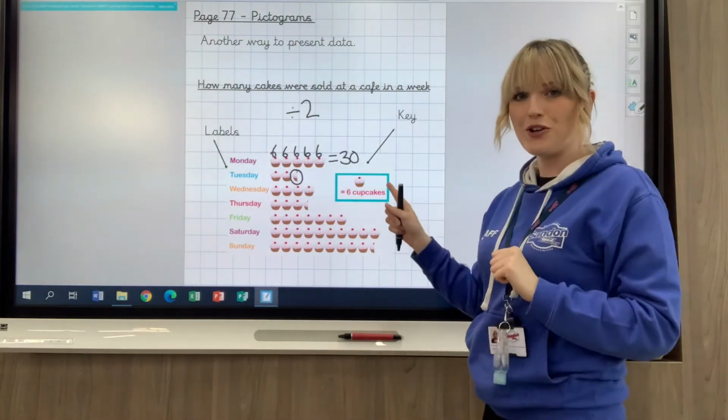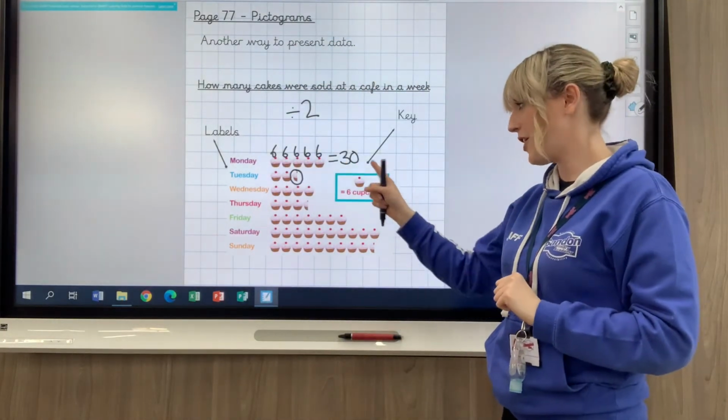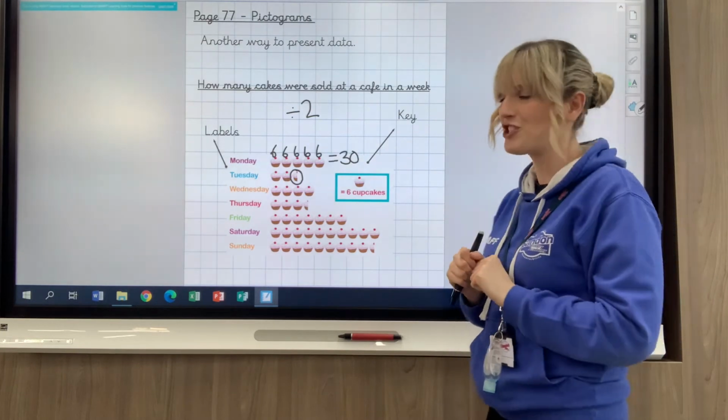Okay. Now your key is a little bit simpler. It's not quite as big as 6, and we'll have a chat about that.